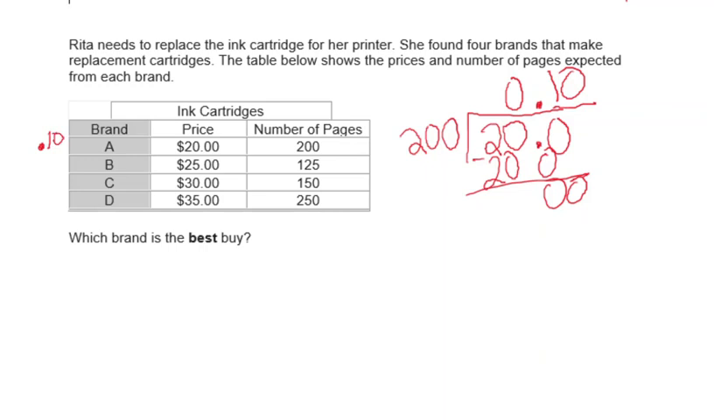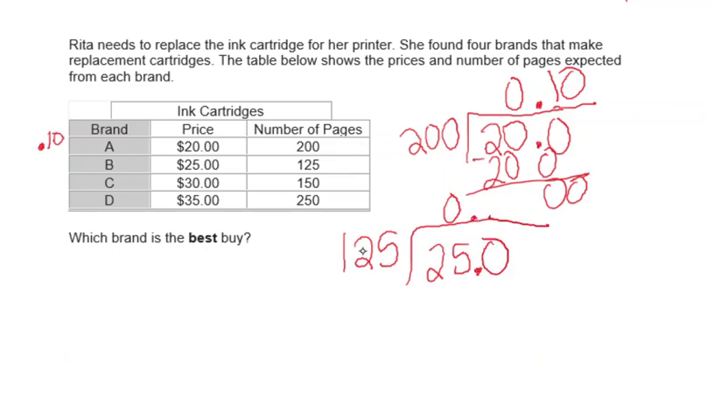Now let's look at brand B. Again, you divide the cost by the number of pages so that you can get the cost per unit, the cost for one page. So 25 divided by 125. I'm going to add the 0 and a decimal because 125 goes into 250 2 times. 2 times 125 is 250. So I could divide again just so that I have that as a cost in cents. So that would be 20 cents.